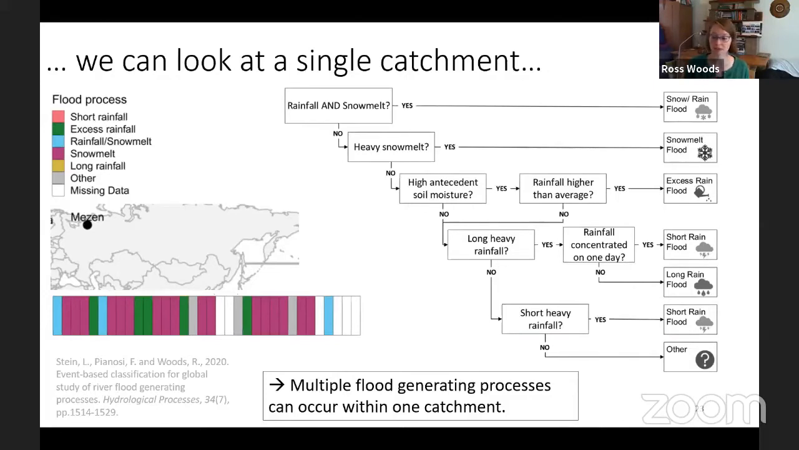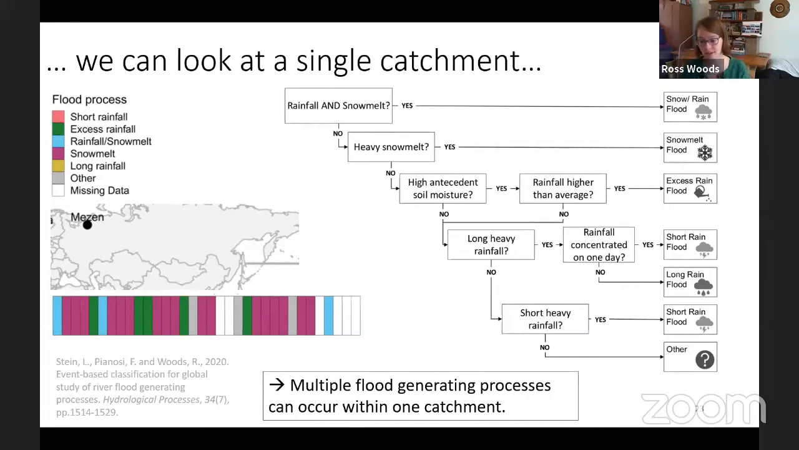So what we can take home from this is we have multiple flood generating processes within one catchment. So assuming that you have, for example, a flood frequency curve, assuming that they're all from the same distribution, you should take into account that this might not always be the case.